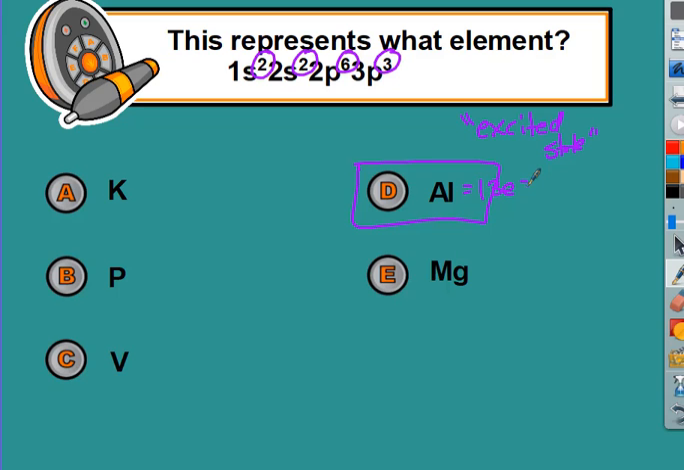You wouldn't have to write an excited state electron configuration, but given one, you should be able to figure out which element it is, and you should be able to tell that it's an excited state because something was skipped. Make sure that you write that down in your notes, what an excited state is and how to figure it out.